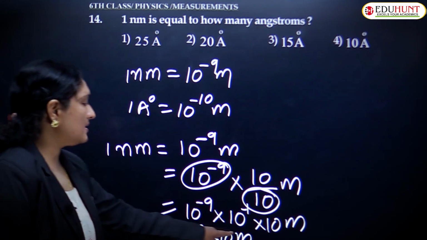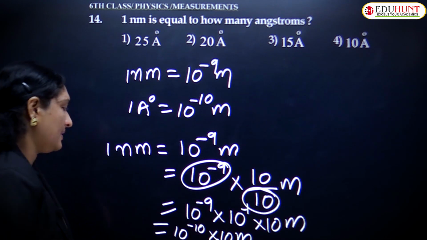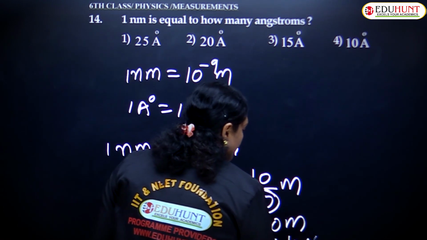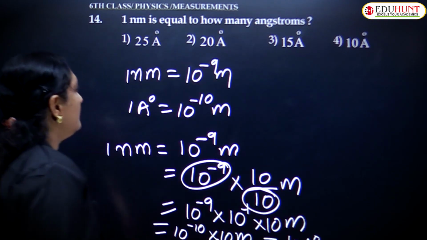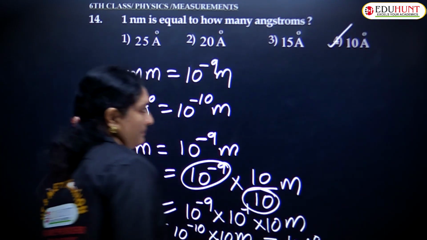But 10 power minus 10 meters can be written as 1 angstrom unit. And how much is left? 10. So, your answer would be 10 angstrom units. What is that? 10 angstrom units. This is your right answer.